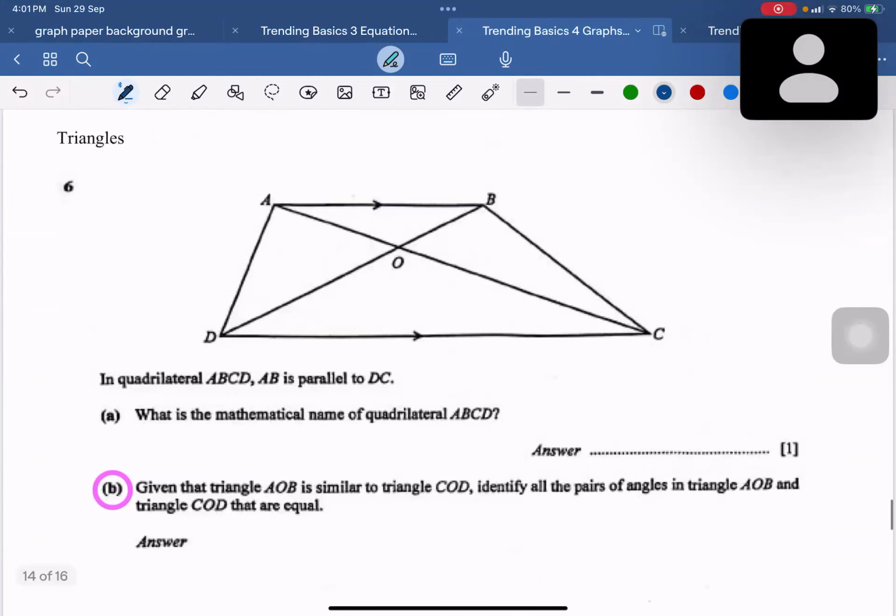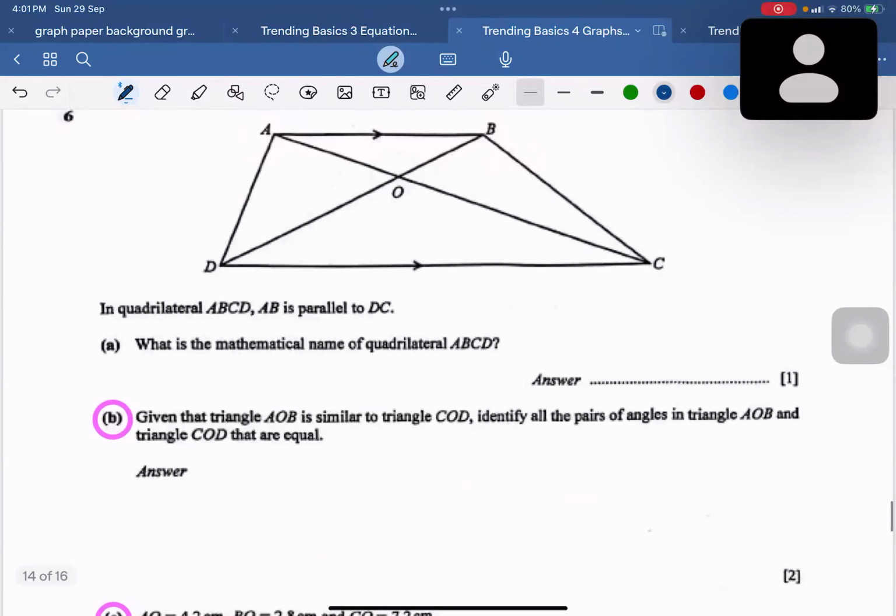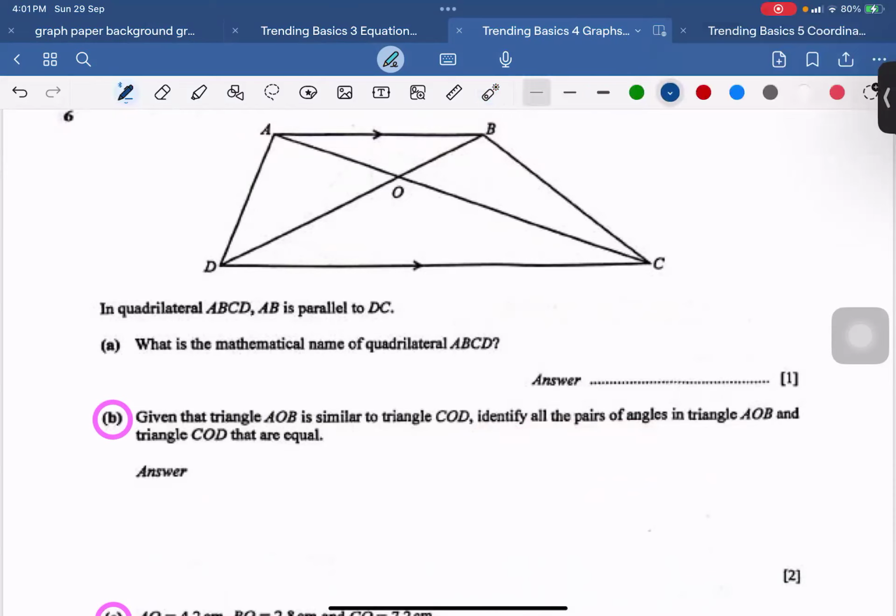First one, what's the name of this quadrilateral? So simple. This one is a trapezium. But the second part asks you to state which angles in the triangle are equal. Actually, they never tell you to write down the reasons, so you just need to identify all the angles that are equal, but make sure your labeling is correct. This kind of question is giveaway marks.